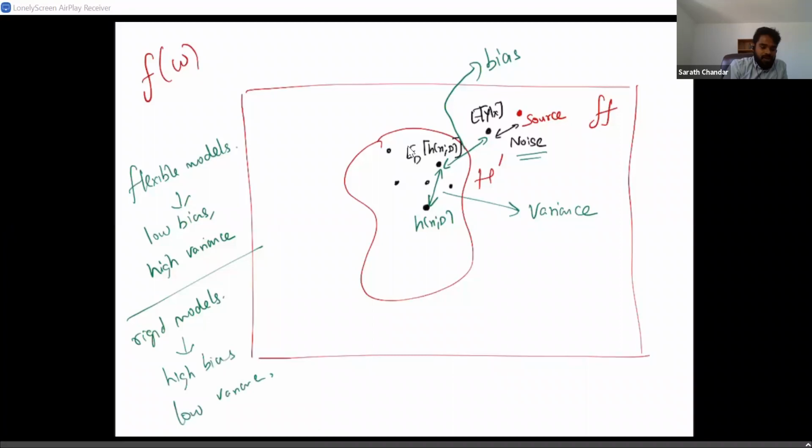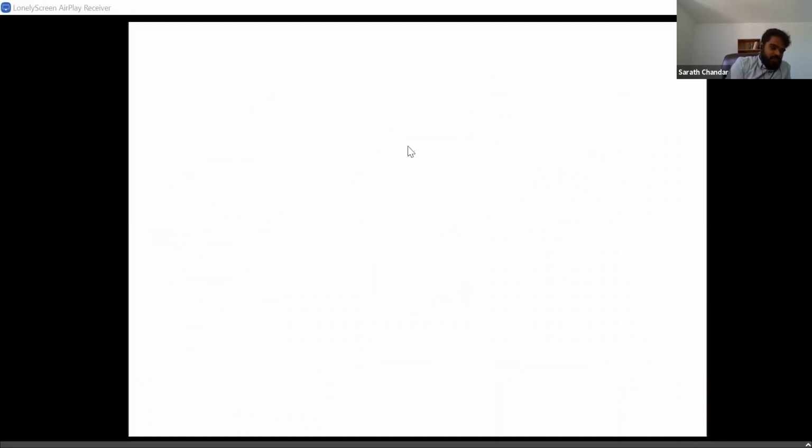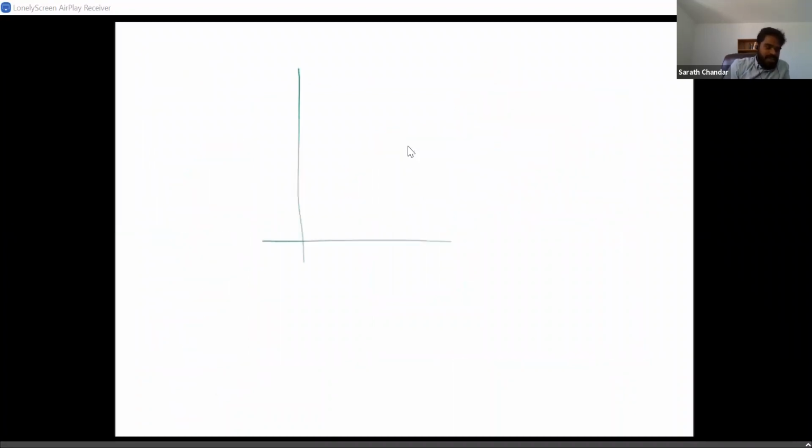Now we can illustrate this by this graph. The x-axis here is going to be the complexity of the model.